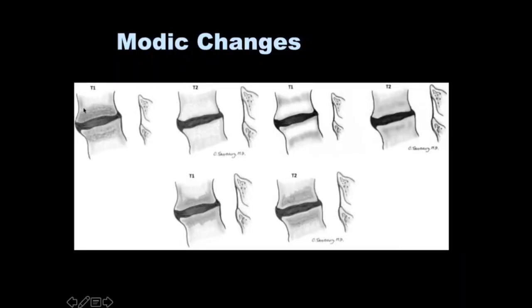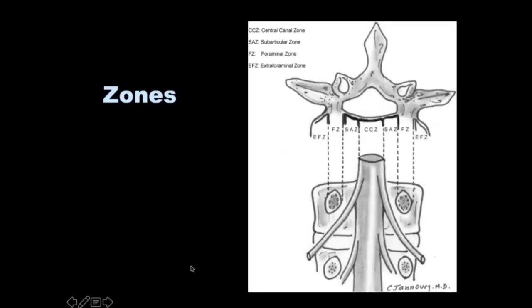So type 1 Modic change is more an edema-like pattern, low on T1, bright on T2. Then type 2 will be more fatty infiltration, bright on both T1 and T2, because fat is bright on both T1 and T2 weighted sequences. And then it leads to scarring, fibrotic scarring, or sclerotic bone, which is dark on both T1 and T2 weighted sequences.